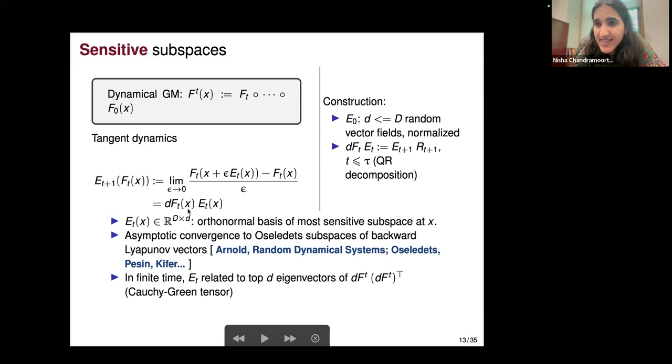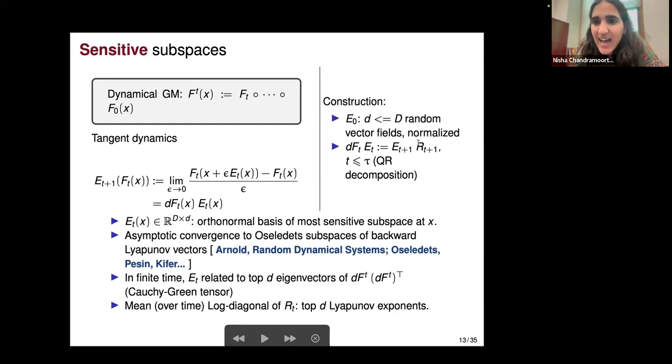sorry, the recursive definition of E_t, these most sensitive subspaces, we can try to understand what distinguishes two generative models. How can we get information about the robustness of the support property by looking at these sensitive subspaces? Okay, because these sensitive subspaces are easy to compute because I've just defined them constructively, and DF_t is the derivative of the generative model, which is very easy to obtain because it's a neural network and you can do automatic differentiation. So you can actually compute these subspaces.